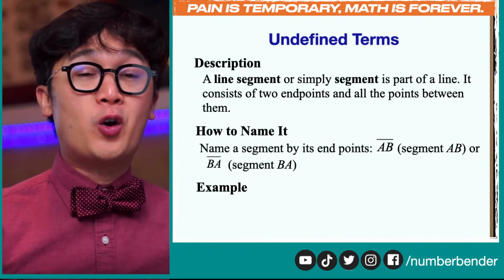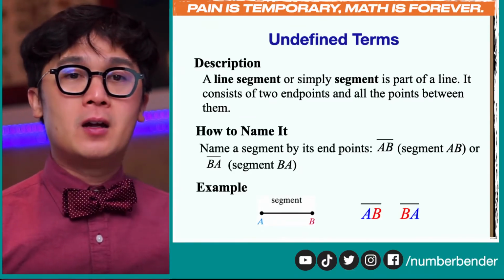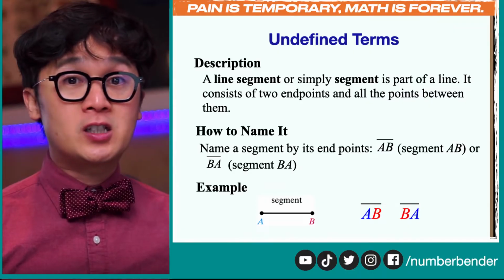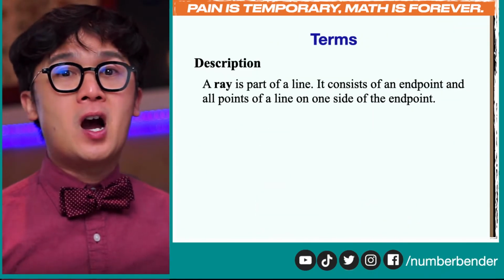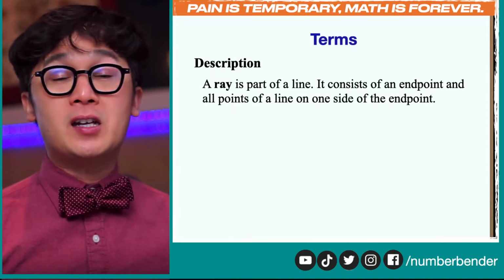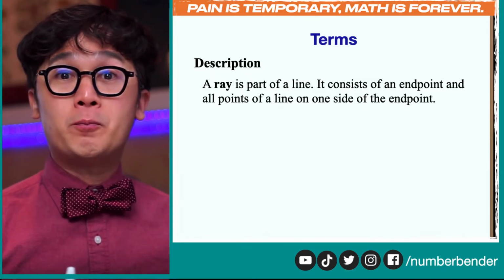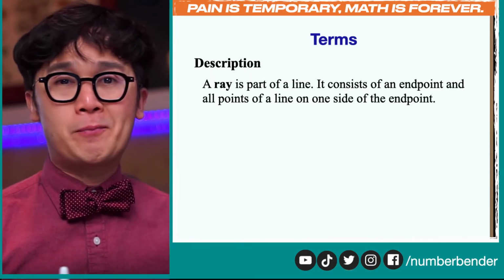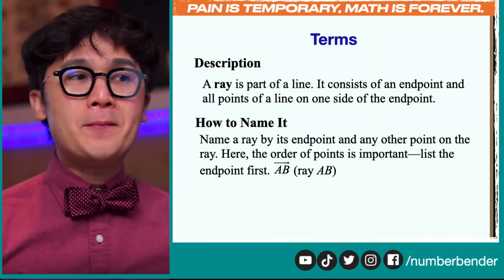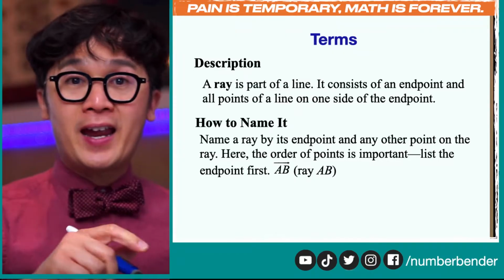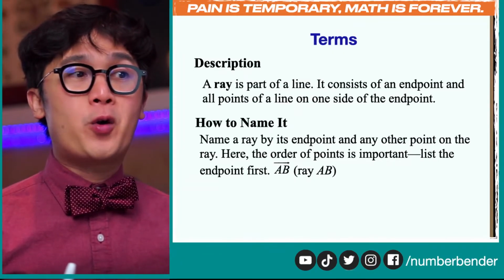So if we draw or illustrate this description, we'll be able to create these illustrations and notations for line segment AB or line segment BA. Another term that we're going to be identifying is ray. A ray is part of a line, and it consists of an endpoint and all points on a line on one side of the endpoint. It can be a little bit confusing because of all the words, but it's simply a line with an endpoint and an arrow. So we name a ray by its endpoint and any other point on the ray.